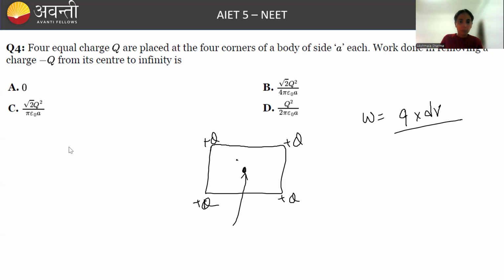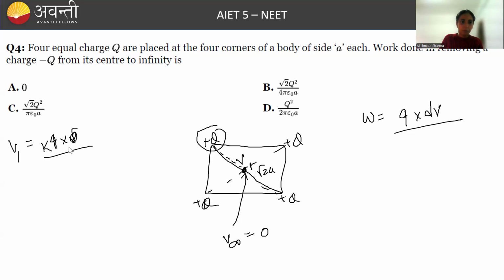So we need to calculate what is potential difference here and what is potential difference at infinity. That is 0 by convention. So it is 0. And here potential difference will be what? Here potential difference will be because of this charge, because of this charge, because of this, because of this. All are positive charges. So potential V1 is 4 into potential due to any one of the charges because all are equivalent in terms of magnitude and distance from this point also. And this whole distance is equal to how much? √2a.